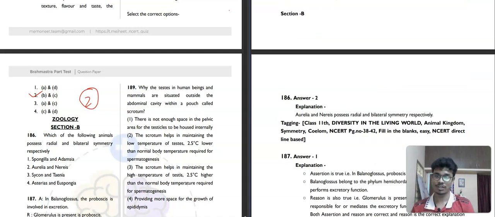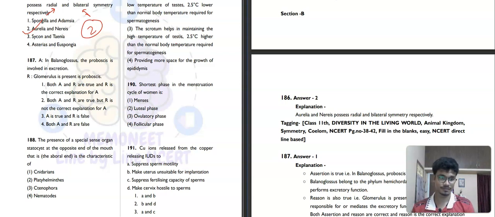Moving to the next question, it is saying which of the following animals possess radial and bilateral symmetry respectively. The first one should possess radial, then the second one should possess bilateral symmetry. So you know that Spongilla shows no symmetry, then Aurelia and Nereis. This one is the correct one. Aurelia and Nereis possess radial and bilateral symmetry respectively. Second option.